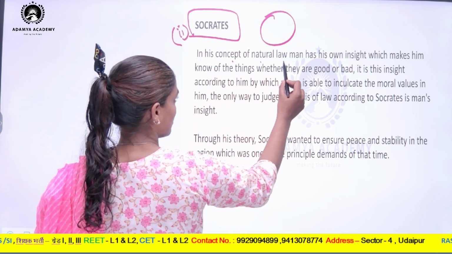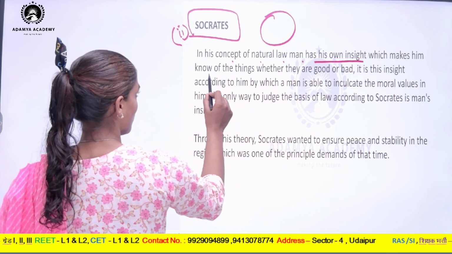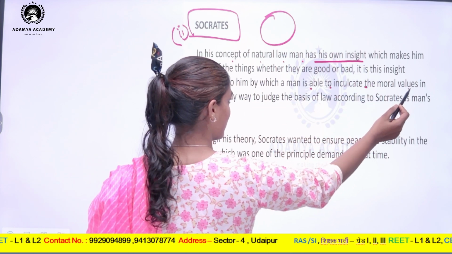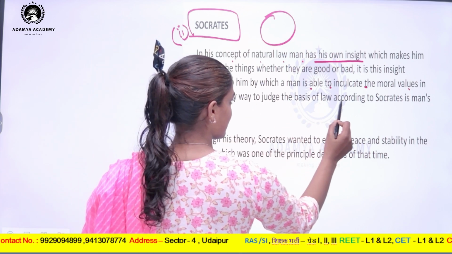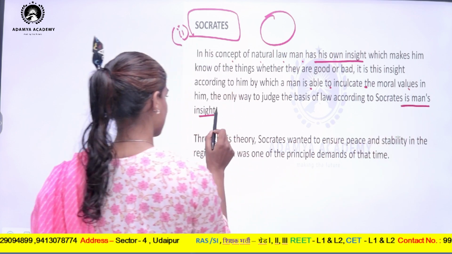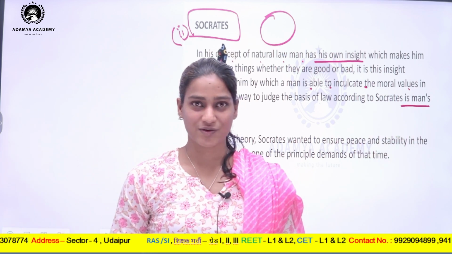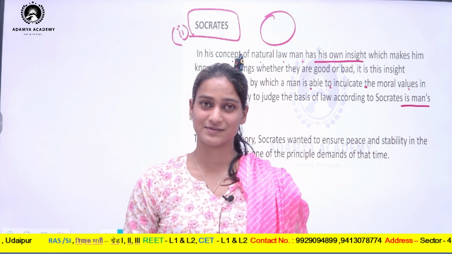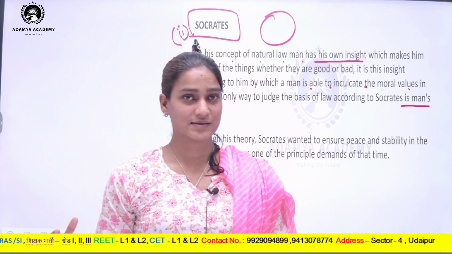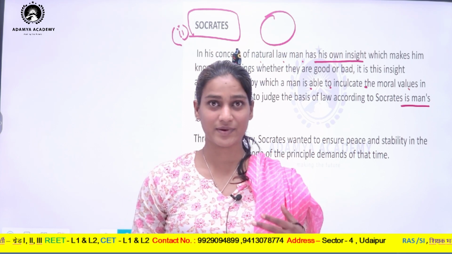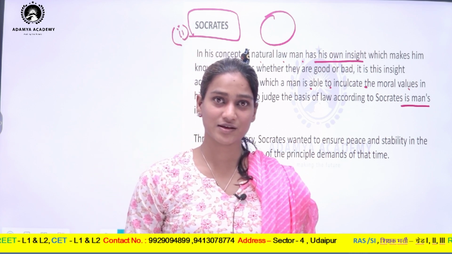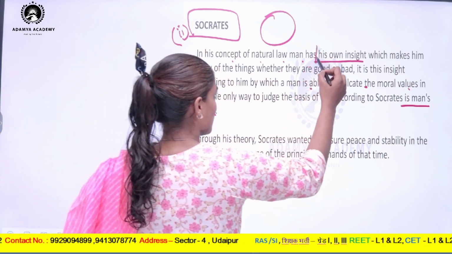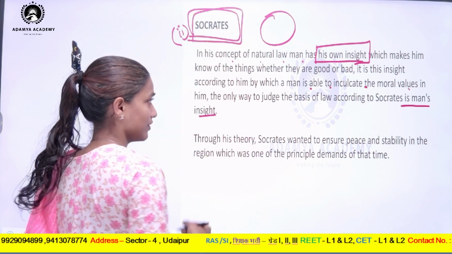In this concept of natural law, man has his own insight which makes him know of the things whether they are good or bad. It is this insight, according to him, by which a man is able to inculcate the moral values in him. The only way to judge the basis of law, according to Socrates, is man's insight. So we are not told that this is morally right or this is morally wrong. When we are born, we inculcate these abilities all by ourselves. So it's present naturally. What makes the difference between animals and humans is that man is a logical creature. He is able to think about the repercussions which will happen if we behave in a certain way. So man has his own legal insight, which is what is told by Socrates.